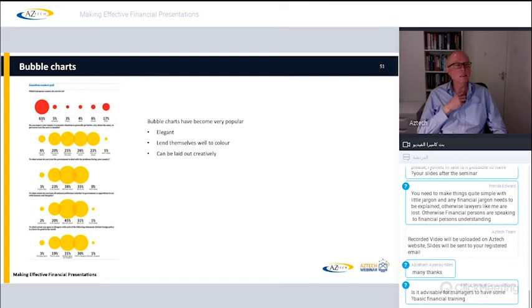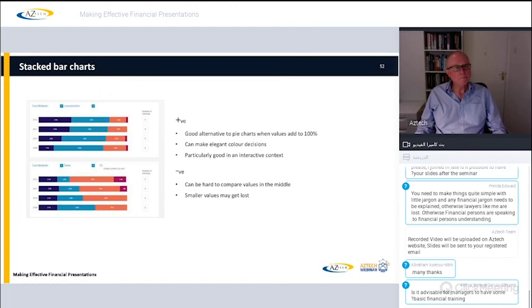The basic principle with using these is that the relative size of the data is related to the area of the circles that you're using. And I think these are quite elegant.